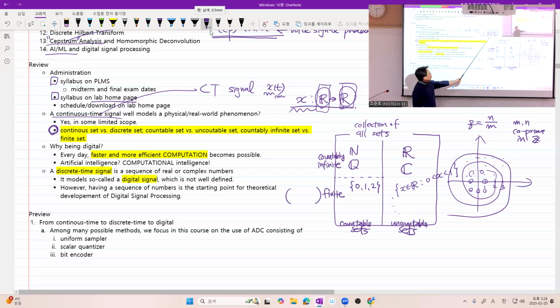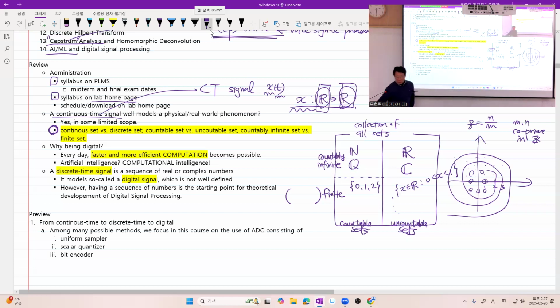Even though we call the parameter of this function x as time, sometimes this parameter is just a continuous parameter, not necessarily representing time index. Got it? In that case, we may call x a continuous parameter signal, not continuous time signal. But in electrical engineering, in many cases, that parameter means time, instant. So we just call it continuous time signal.